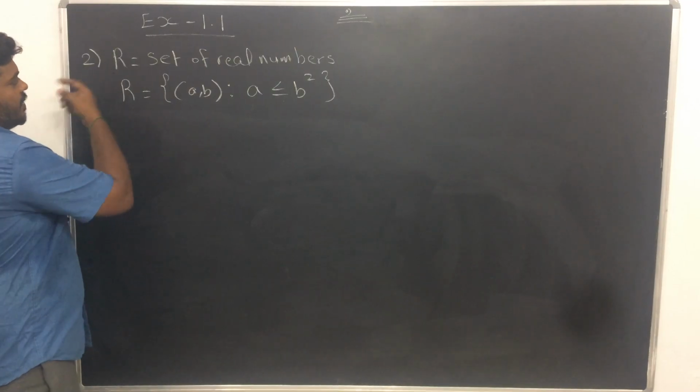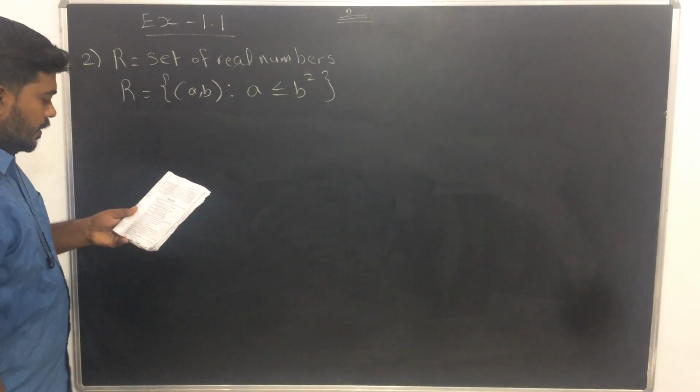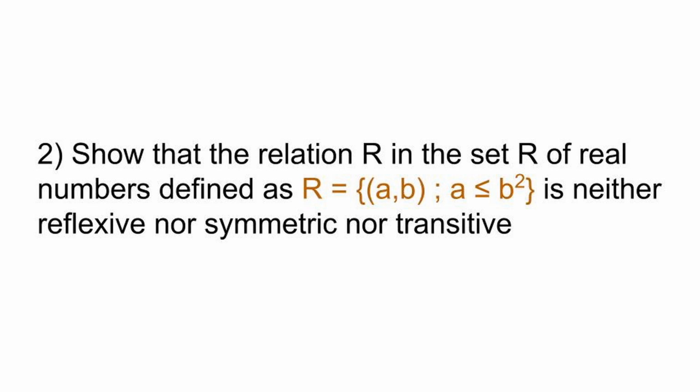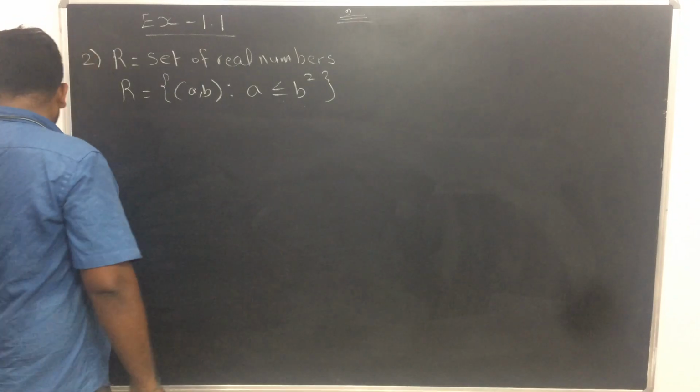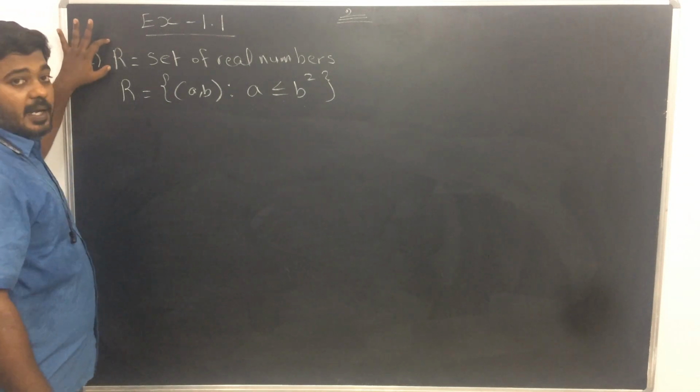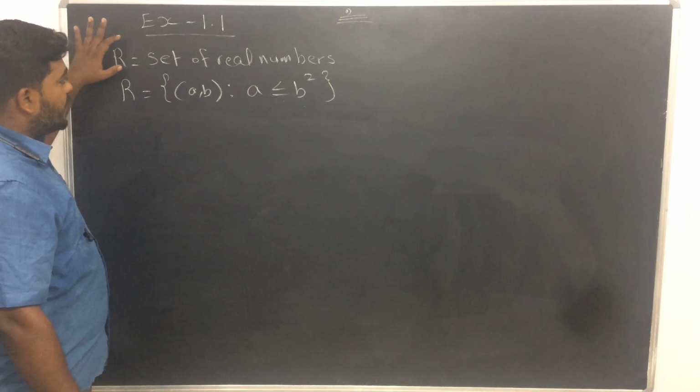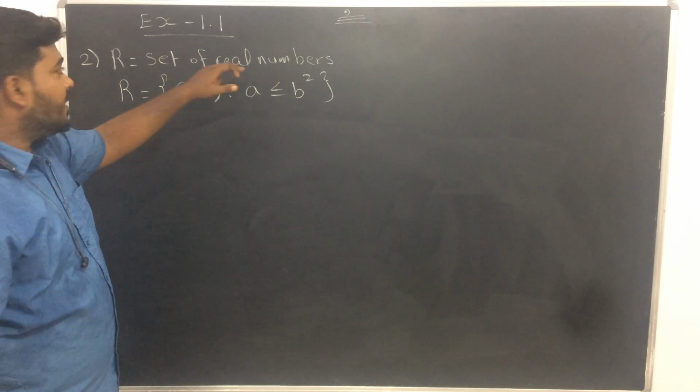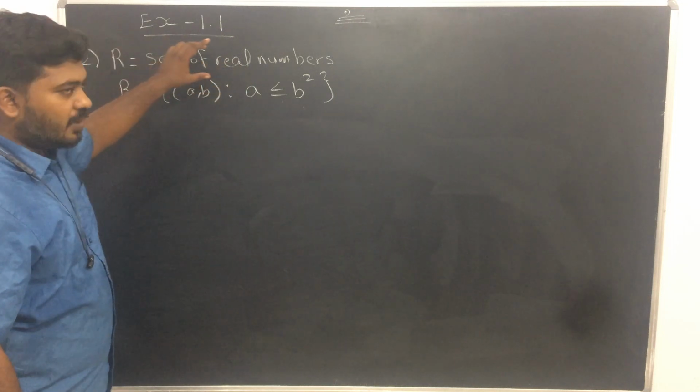Exercise 1.1, second sum. The second sum is: show that the relation R in the set capital R of real numbers, defined as R equal to a comma b such that a is less than or equal to b square, is neither reflexive nor symmetric nor transitive. So we are given set R. What is set R? It is a set of all real numbers. Set R consists of all real numbers.